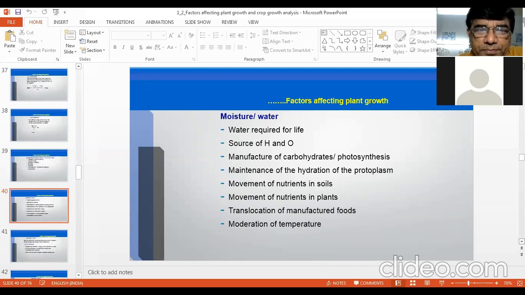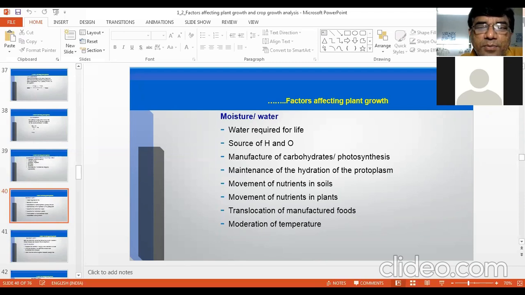Now we move on. The next abiotic factor is water. I think water is very, very important, and without water, no life is possible. If you remember, the first life on the earth appeared in water. So water is necessary for life, and it is also an important source of hydrogen and oxygen for the plants. Manufacture of carbohydrates, photosynthesis, you know how important water is. If water is not there, then photosynthesis cannot happen.